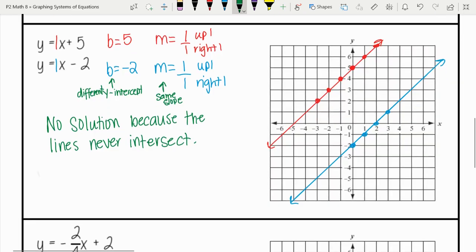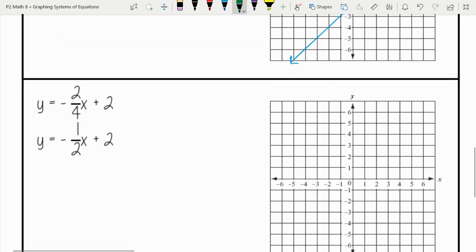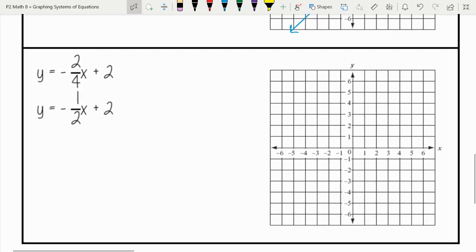All right. The final example that we have is y equals negative 2 over 4x plus 2, y equals negative 1 over 2x plus 4. So again, identify b, which is 2 here. I'm going to go ahead and plot that on the y-axis. b equals 2 is right there.